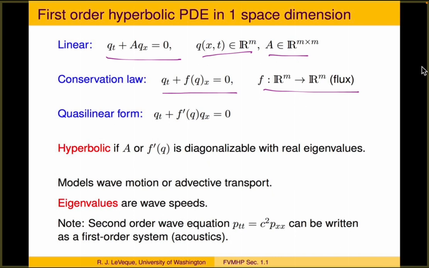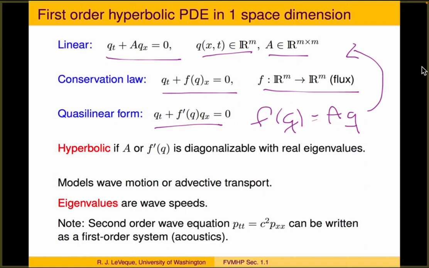This conservation law can also be written in this quasi-linear form if we take f(q)_x and replace it with f'(q) q_x, in which case this f'(q) matrix is the Jacobian matrix. In the linear case, f(q) would just be A times q. That's the linear case up here, in which case the Jacobian matrix df/dq would just be the matrix A. But more generally, we'll see that we can derive nonlinear systems of conservation laws as well.